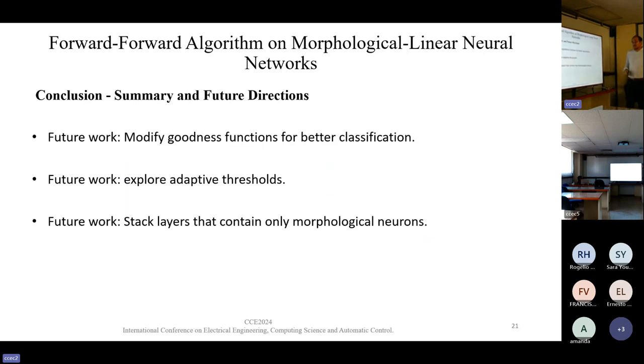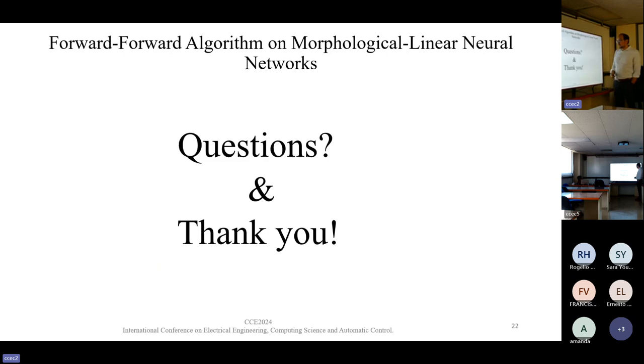As future work, we propose to modify the goodness function and explore an adaptive threshold. The threshold is a hyperparameter of the forward-forward algorithm, like a learning rate for gradient descent. And we will stack more layers of morphological neurons, to see what happens. So this is our proposal and our presentation.